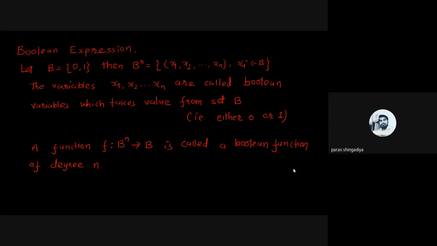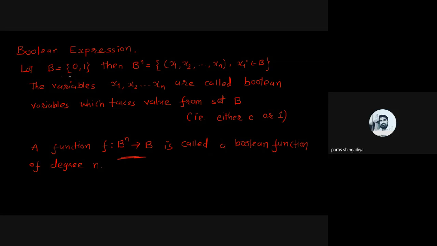We have one set which includes 0 and 1, the binary values, that is known as B, and then B raised to n can be defined as the n-tuple x1, x2 up to xn, where xi belongs to B, and the variables x1, x2 up to xn are known as Boolean variables, which take the value from the set B, either 0 or 1. Therefore it is said to be a Boolean variable, a Boolean element. Now we consider the function f from B raised to n to B. This function is known as a Boolean function of degree n.